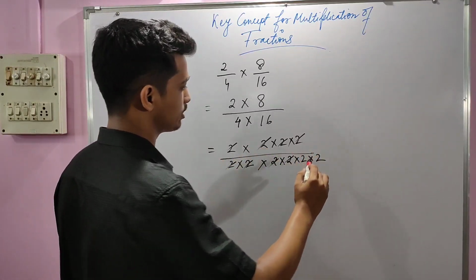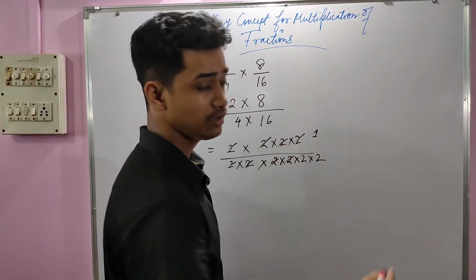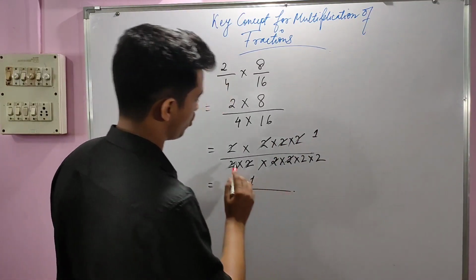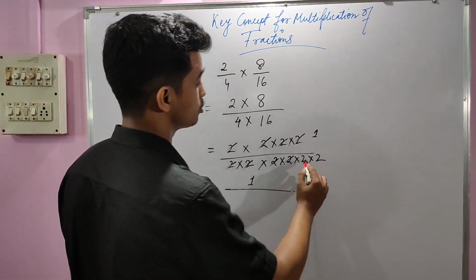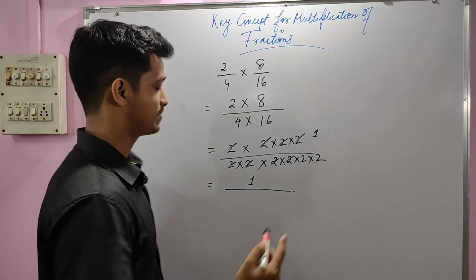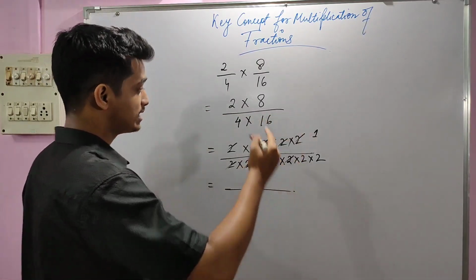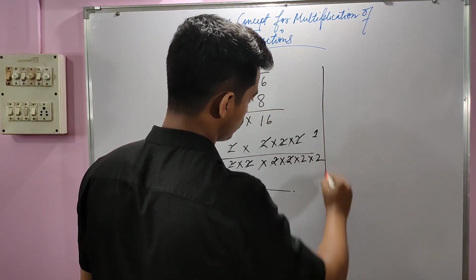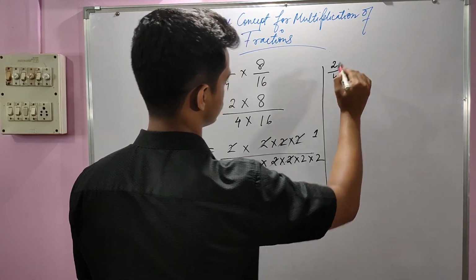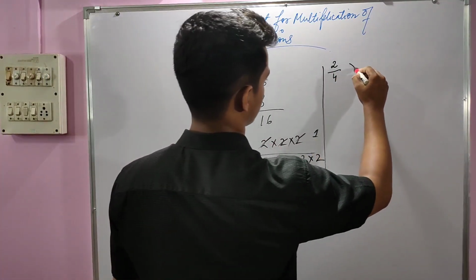So in the numerator what remains? That is 1 only, because 1 into 1 into 1 into 1 is 1, right? And in the denominator 1 into 1 into 1 into 1 into 2 into 2. So that means 1 into 2 into 2, which is basically 4. So the answer is 1 by 4. This is one method, right? You can do another method as well. In whichever method you are comfortable, you can do that.